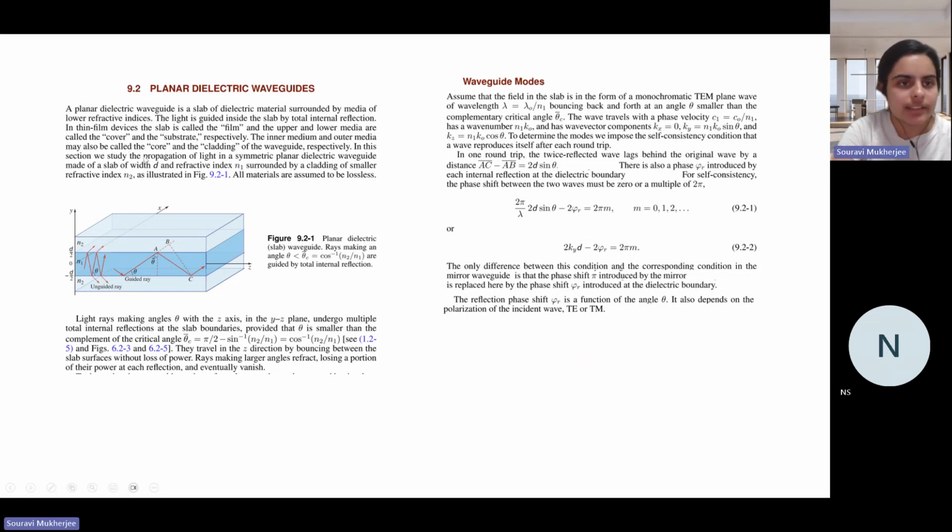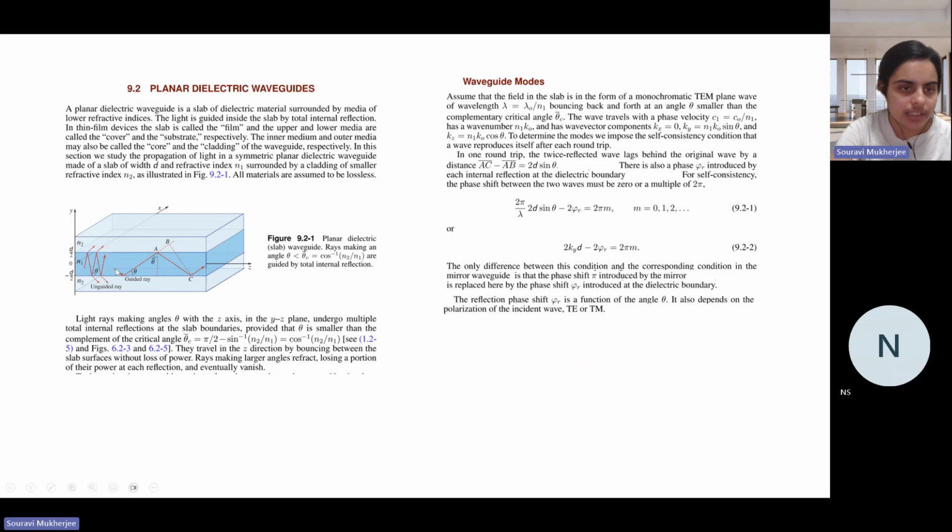Okay. Now in this section, what we see is, while the light is getting propagated in this dielectric waveguide, okay, how do they propagate? Okay, so what are the different modes that they support? Okay, what are the frequencies? What is the cutoff frequency? That's what we want to find.